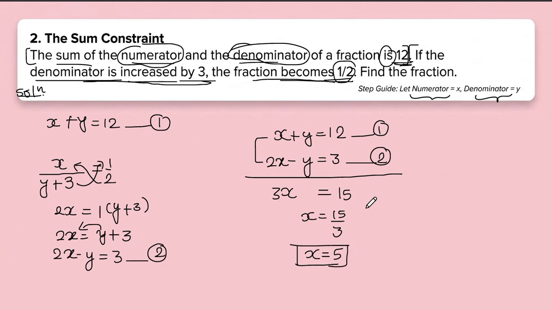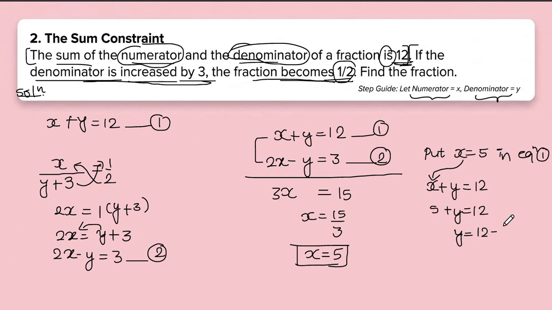Now the next step is we have to find out y, denominator. So let's substitute the value of x, put x is equal to 5 in equation number, let's say 1. Okay, you can put in any one of the equations. So first equation we have x plus y is equal to 12. So if you put x is equal to 5, 5 plus y is equal to 12. So if we take 5 that side, we'll get y is equal to 12 minus 5. So y is equal to 12 minus 5, which is nothing but 7.